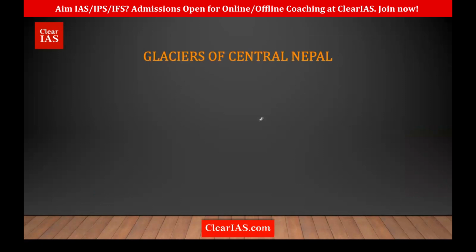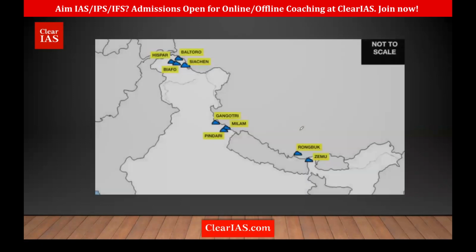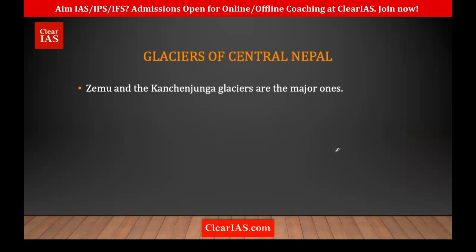Next, the glaciers of central Nepal. So you can see here, there is Rongbuk and Zemu, but we'll be learning about Zemu because that is more important for us. Okay. Rongbuk is in the Tibetan region. So Zemu and Kanchenjunga. Kanchenjunga we have already spoken about as the UNESCO mixed heritage site. So Zemu is another important glacier.